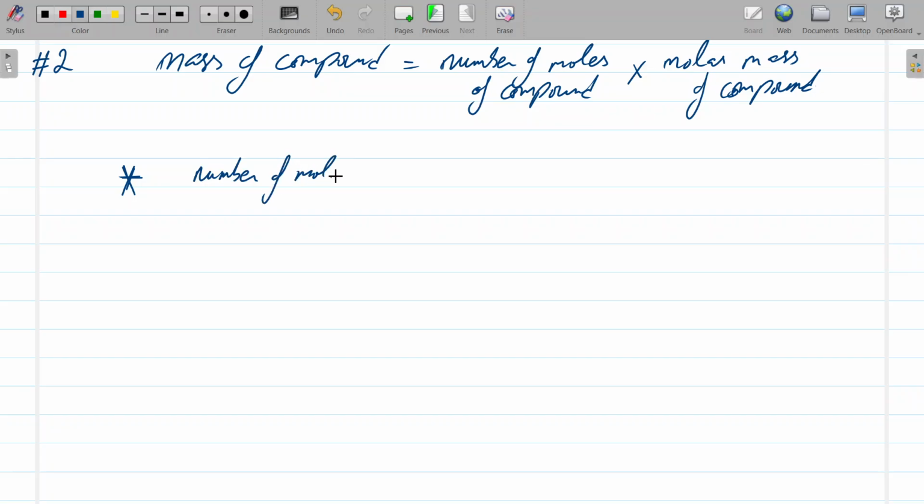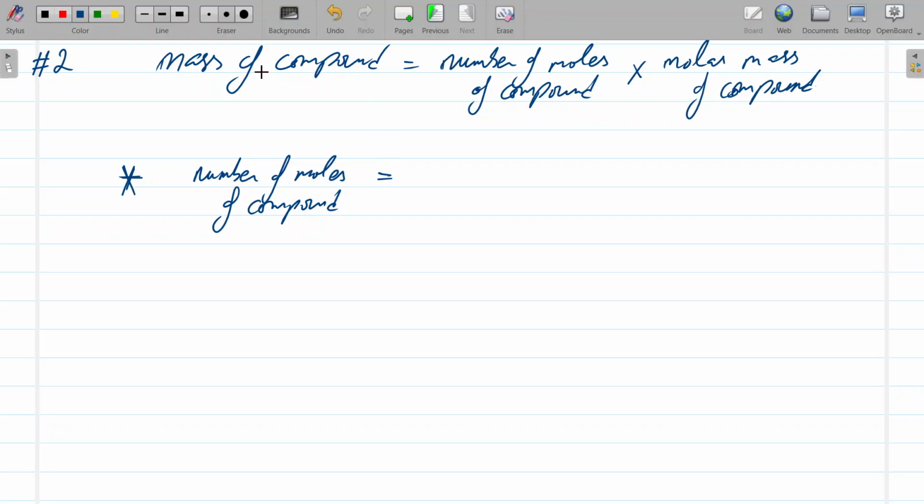Number of moles of compound would be what, Sobia? Number of what? Number of chocolates that you're going to eat today. One. Just one? You're not a chocoholic? You know what? Two. Make it two. So you're going to have 2 moles of chocolate.